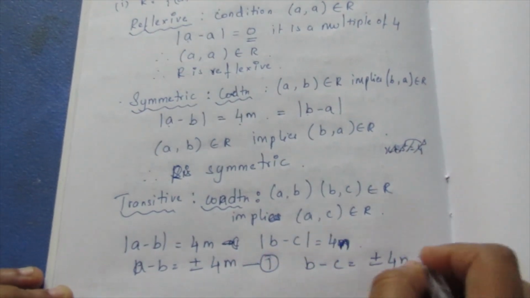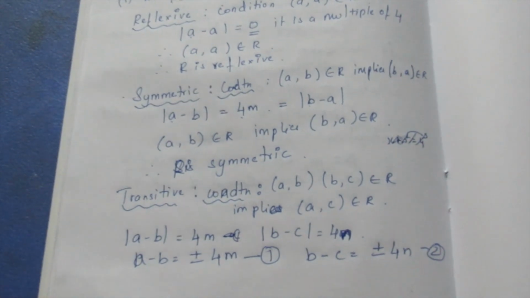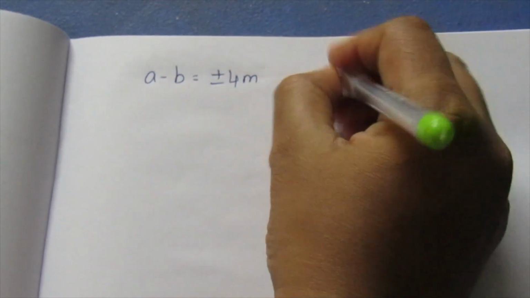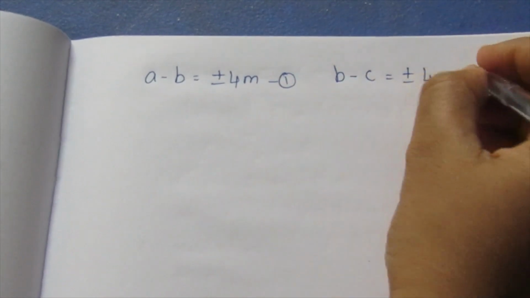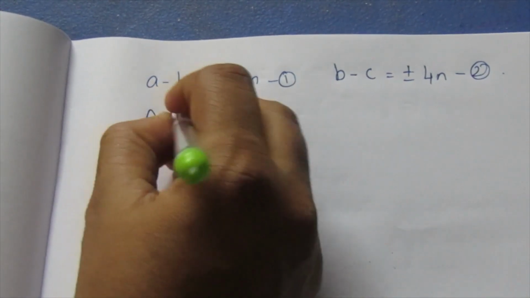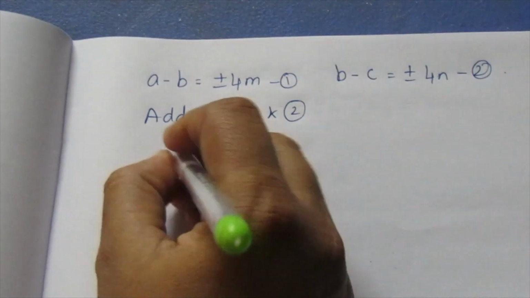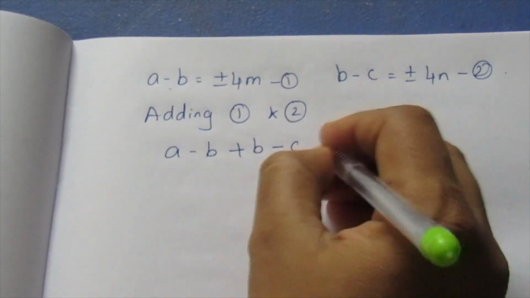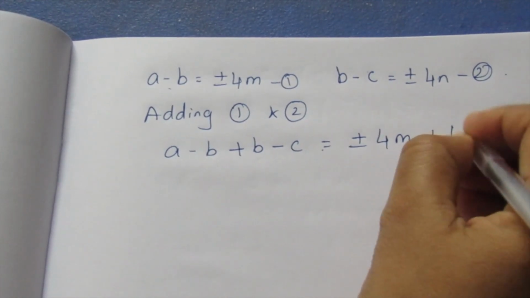Let me take this to be 1 and this to be 2. I am going to add 1 and 2. I will write it again and I will show you the addition. a minus b is equal to plus or minus 4m. Similarly, b minus c is equal to plus or minus 4n. Adding 1 and 2 means LHS will be added to LHS, RHS to RHS. Now, a minus b plus b minus c, adding LHS together, equal to plus or minus 4m plus or minus 4n.